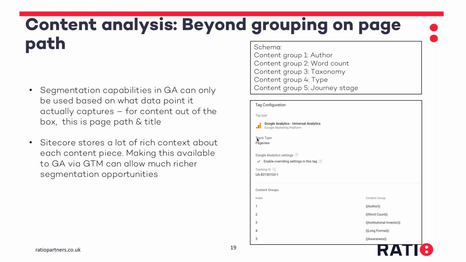I touched on this a little bit, but out of the box, Google Analytics knows very little about the content of the page that someone is looking at. So it might know, as I said, the page path or the URL and the page title. Sitecore knows a lot more. And by picking up on that additional information or context that Sitecore has about the content on your website and pushing it into these things called content groups in Google Analytics, then we can start to look at the performance of content by author, by word count, by taxonomy, by type, by journey stage, and so on and so forth. Any way in which you're categorizing or tagging your content in Sitecore, you could potentially push into Google Analytics.